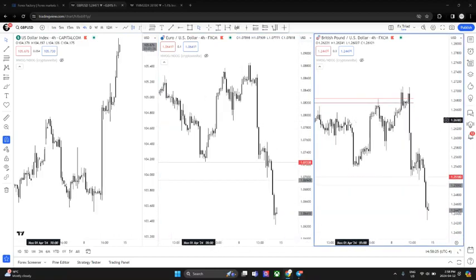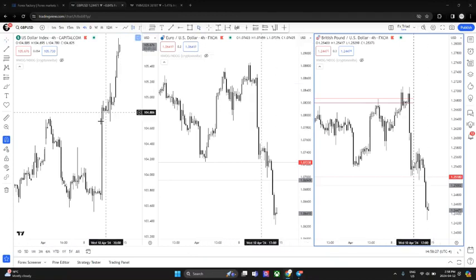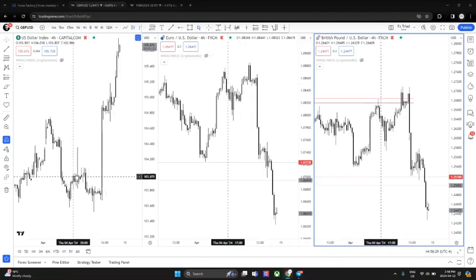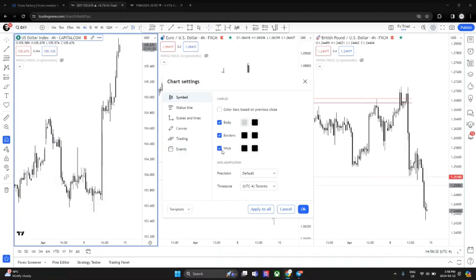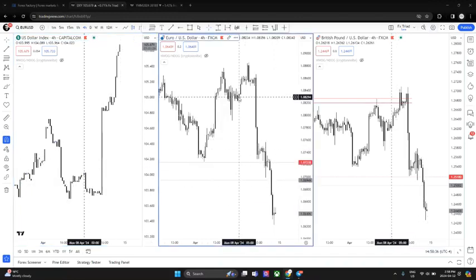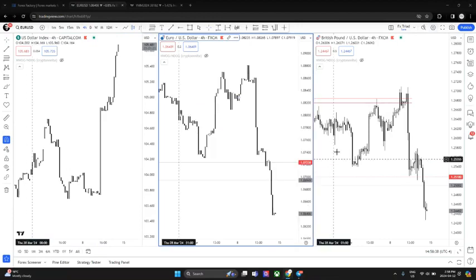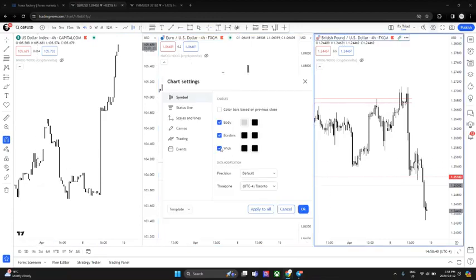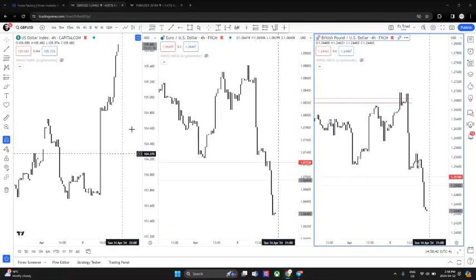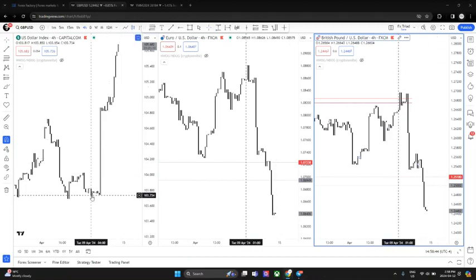So there's a number of cracking correlations happening here. To make it easier, I'm going to turn the wicks off. That way you can actually see the price action, right? So here you can see that, right?